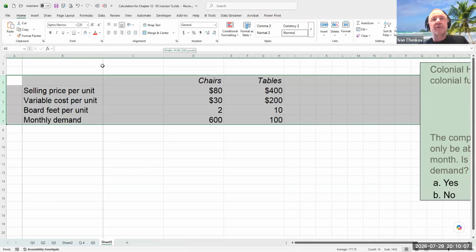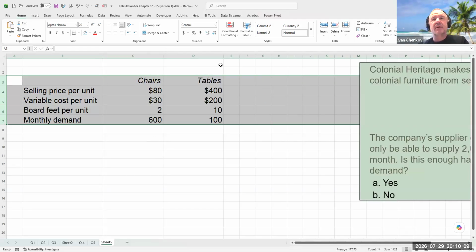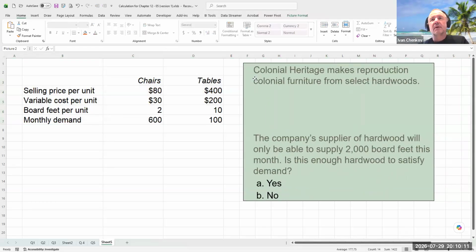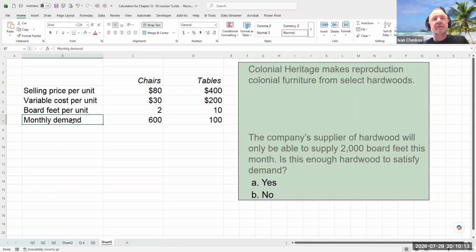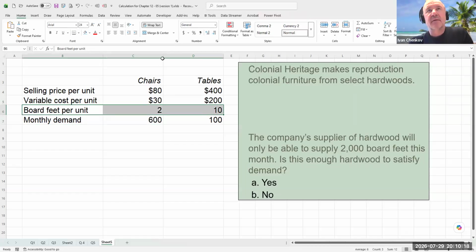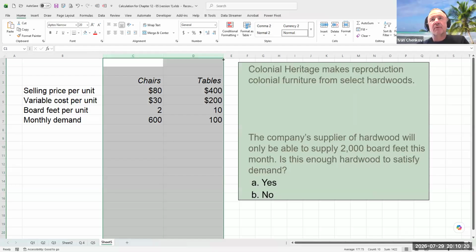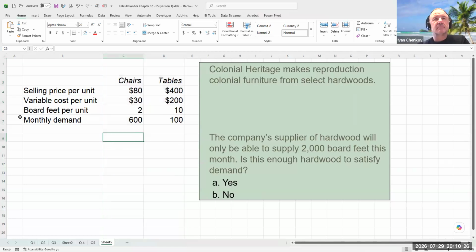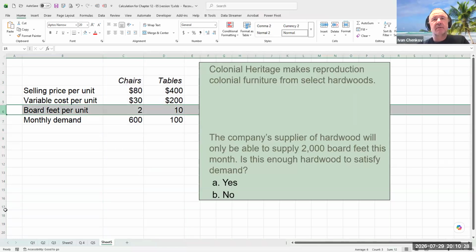We have our selling price. We have variable cost. And we have the monthly demand and how much we use. Okay, great. So now let's start working with the information that we have available. First things first, let's push this one down.